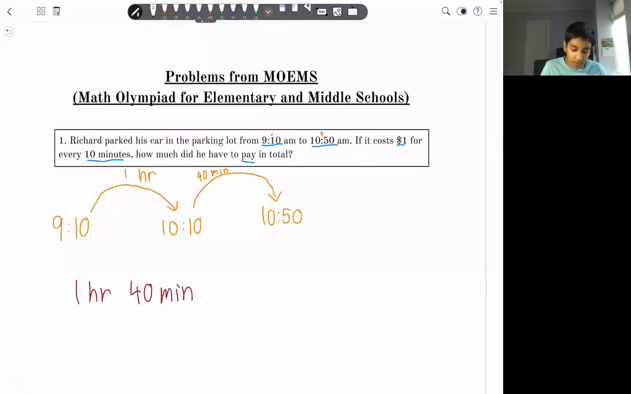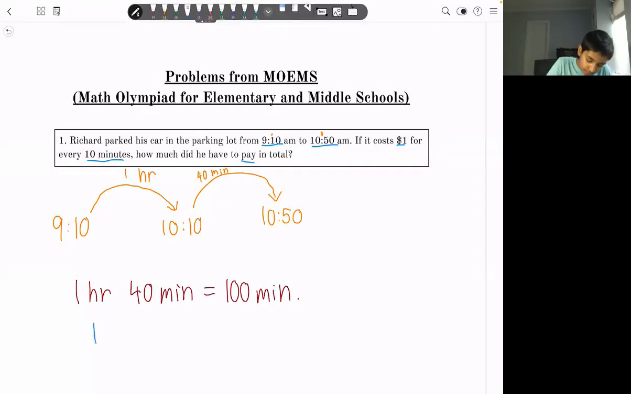He parked his car for 1 hour and 40 minutes. And we know 1 hour is 60 minutes. This is equal to 100 minutes. So he parked his car for 100 minutes.